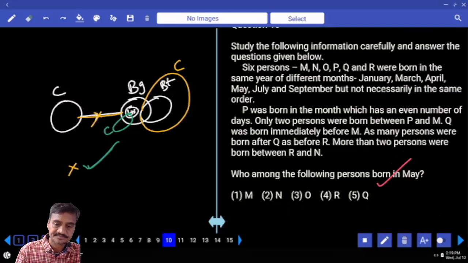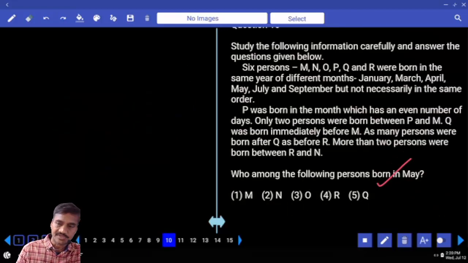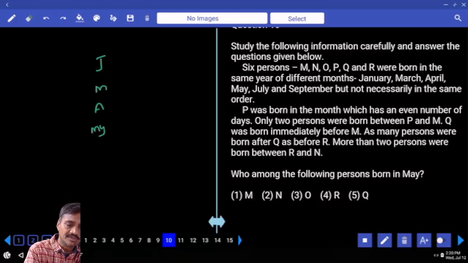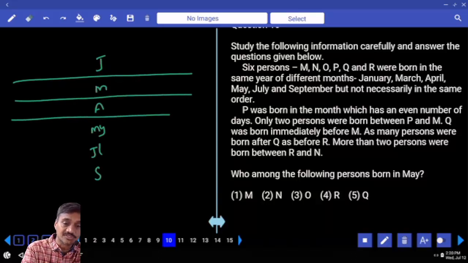Then the next one, 10th one onward. Now this is based on months. How many months are there? Now 6 persons were born in 6 different months: Jan, March, April, May, July and September. Now 6 persons were born in these 6 different months.